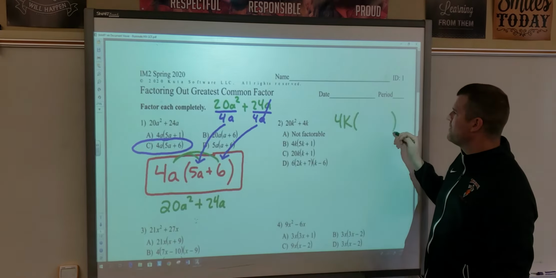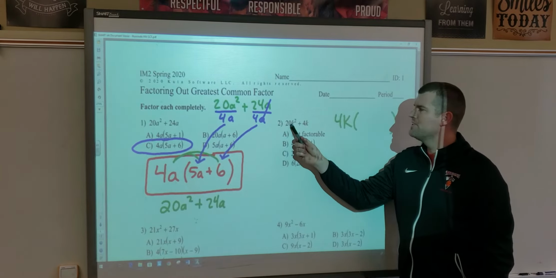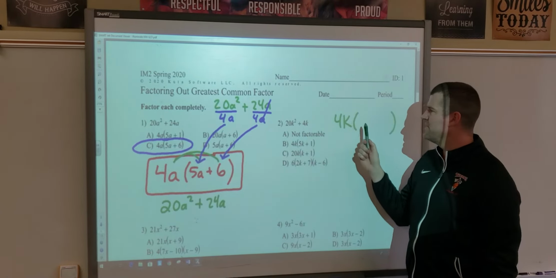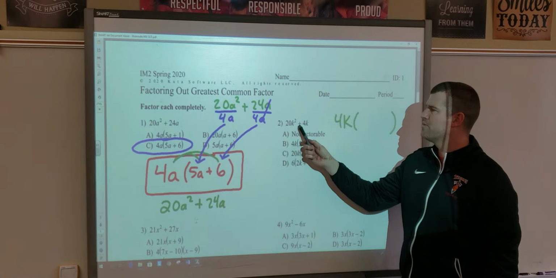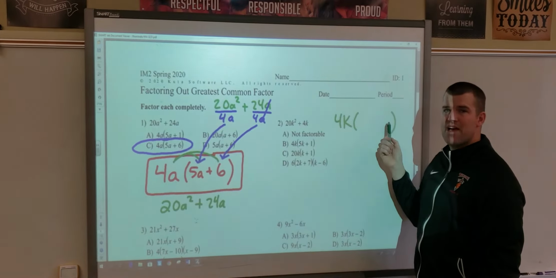Then we're going to put our parentheses, and however many terms we start with, that's how many terms have to go in the parentheses. So that's just a good thing to keep in mind. If you start with 2 terms, your parentheses will have 2 terms.